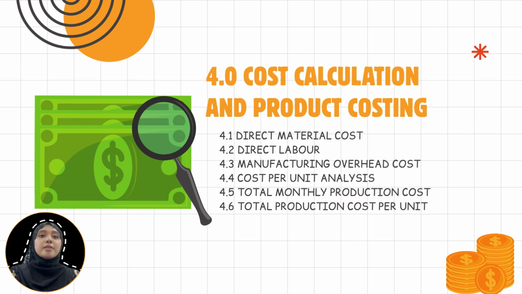Now, I will explain 4.0, which is cost calculation and product costing. Accurate cost calculation is very important because it shows the true cost of production and help manager make effective decisions. For Elegant Stitch Apparel Sendirian Berhad, we analyze the premium cotton t-shirt using 3 main components, which is direct materials, direct labor, and manufacturing overhead. By combining this, we can determine the total production cost and the cost per unit.